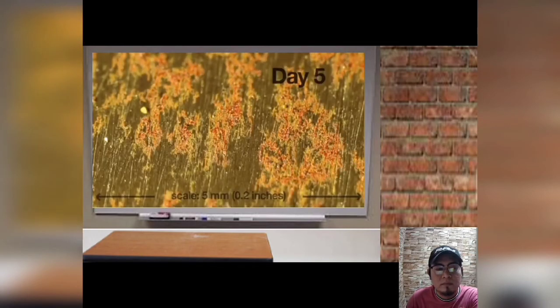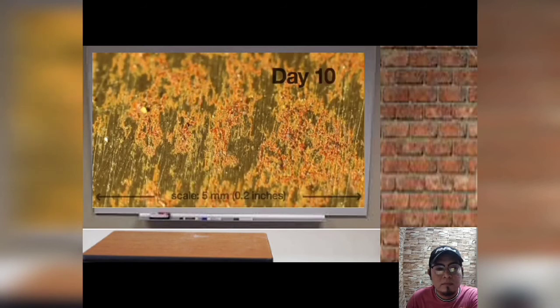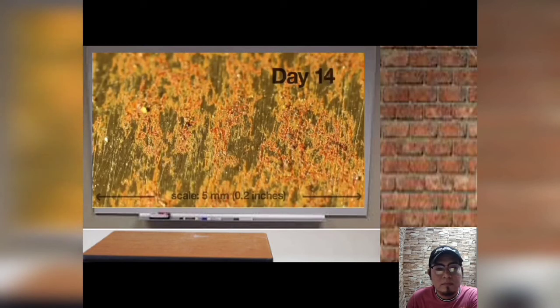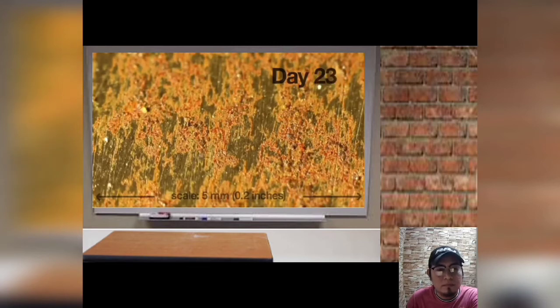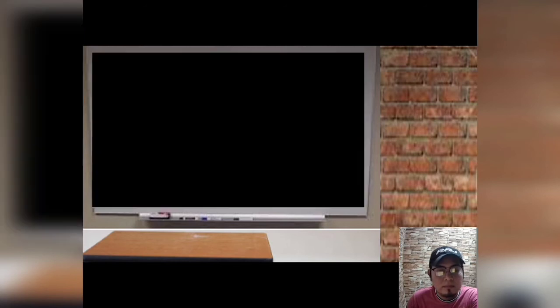Now here's one more. This is a close-up video of metal rusting. It takes place over several days. What clues do you see happening here? Well, you can see a change in color as the metal becomes red and brown, and this is a clue that the rusting of metal is a chemical change.